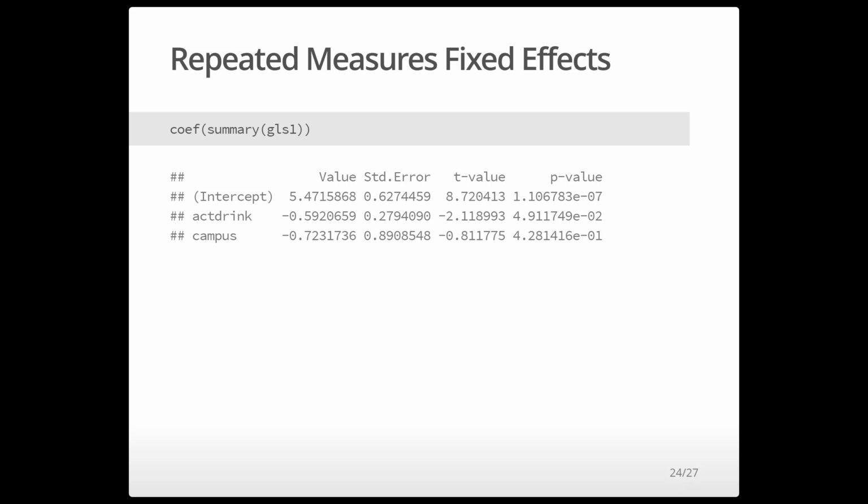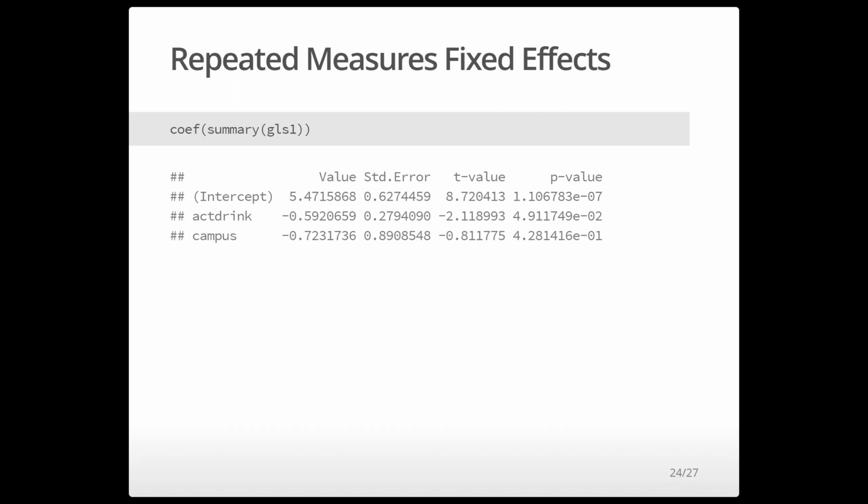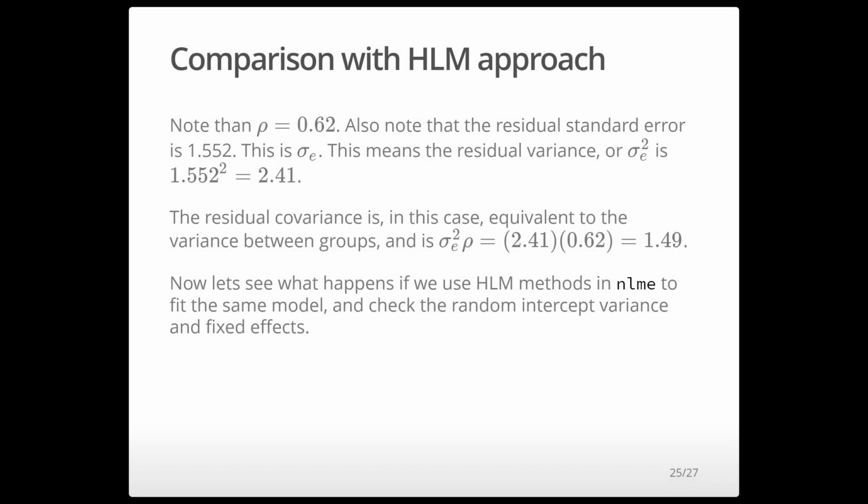And here are the fixed effects for this output. So we get fixed effects very similarly to what we would in HLM. But note that we don't get random effects. I mean, you can't see it here because it's cut off, but we don't get random effects. This rho is replacing our random effects in this case. And I'll demonstrate how this is equivalent to the random intercepts formulation.